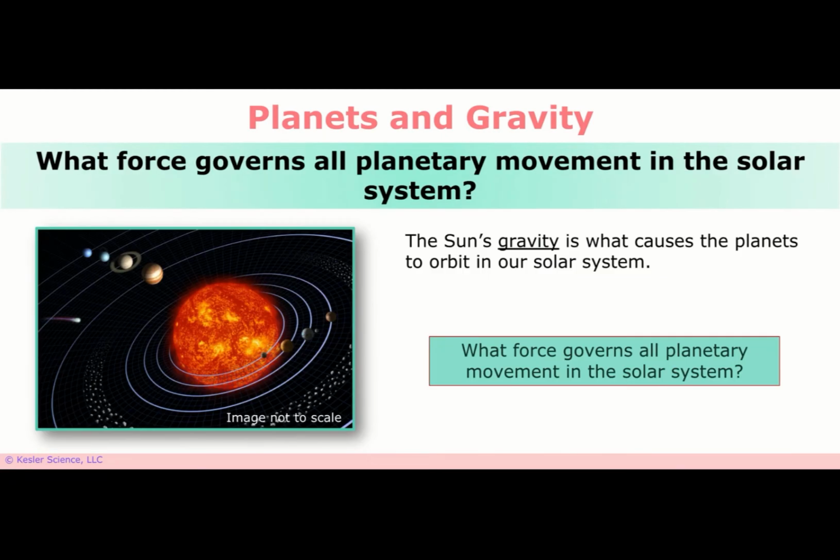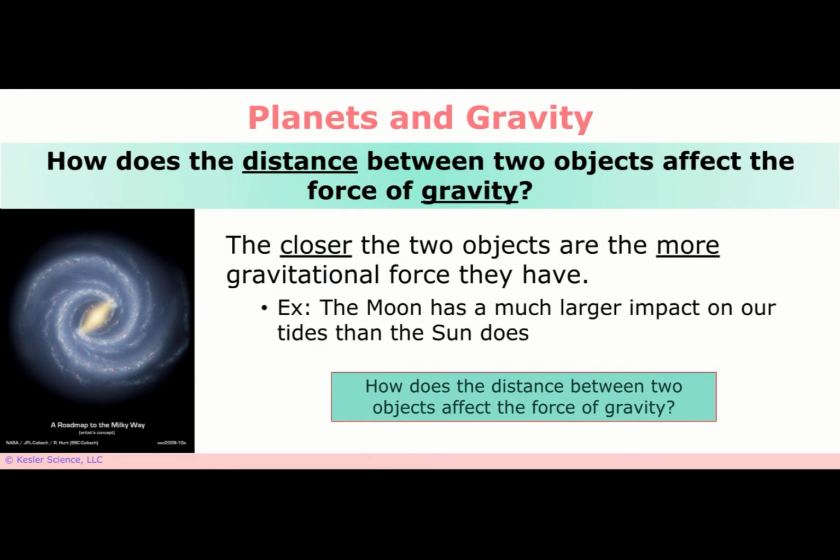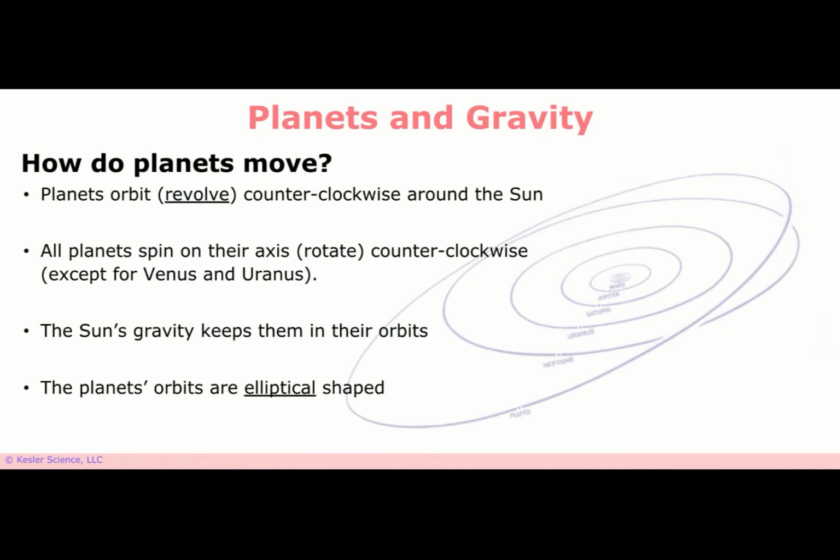Now, what force governs all planetary movement in the solar system? The sun's gravity is what causes the planets to orbit in our solar system, to stay in place, to revolve around the sun over and over. Now, how does the distance between two objects affect the force of gravity? Well, the closer the two objects are, the more gravitational force they have. For example, the moon has a much larger impact on our tides than the sun does, mainly because the moon is nearer to us.